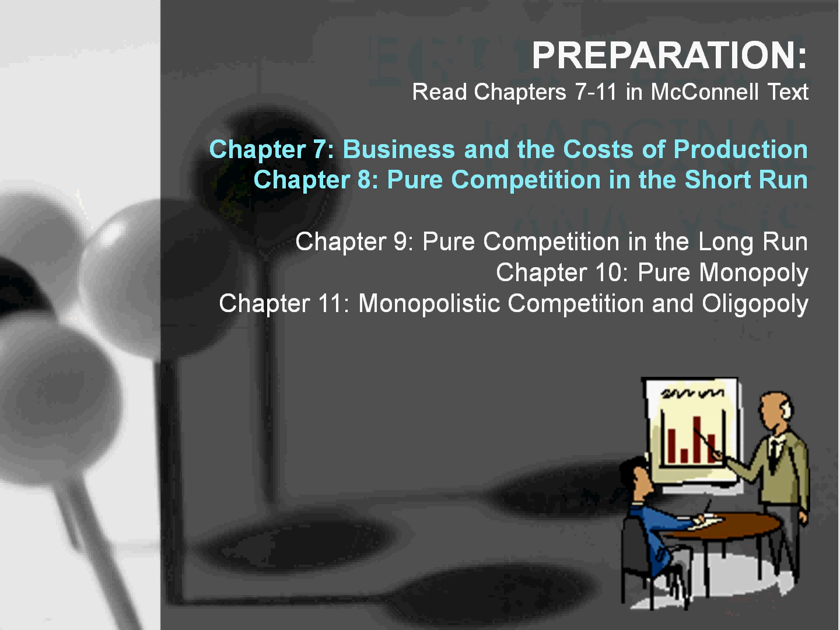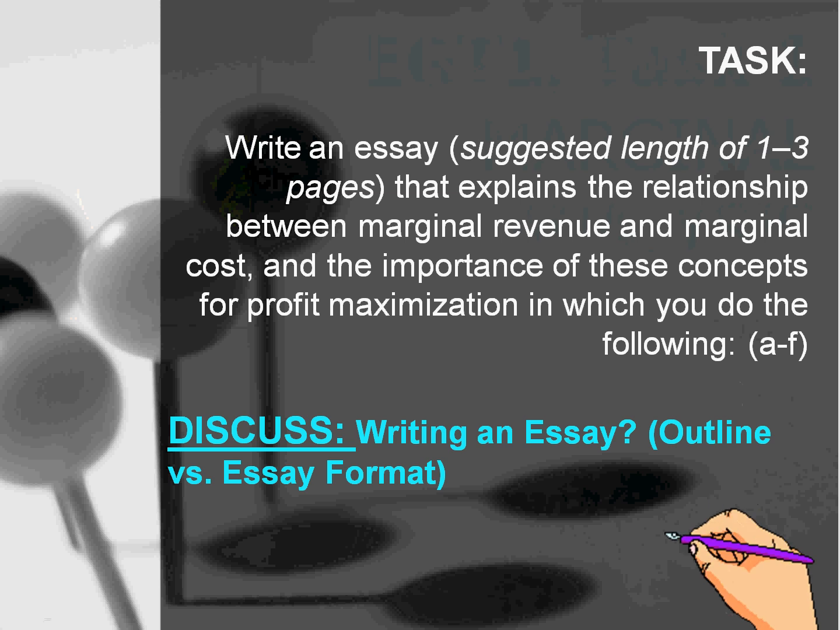In preparation for Task 1, it's critical that you read chapters 7 through 11 in the McConnell e-text. Make sure that you focus specifically on chapters 7 and 8. The task asks you to write an essay with a suggested length of 1 to 3 pages, where you're going to explain the relationship between marginal revenue and marginal cost, and the importance of these concepts for profit maximization.